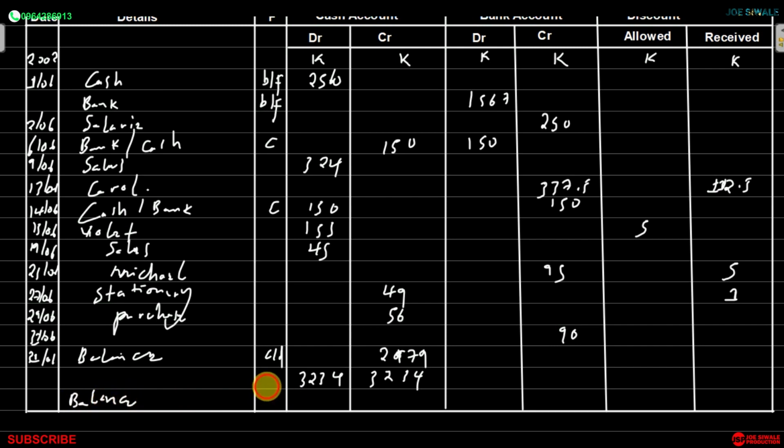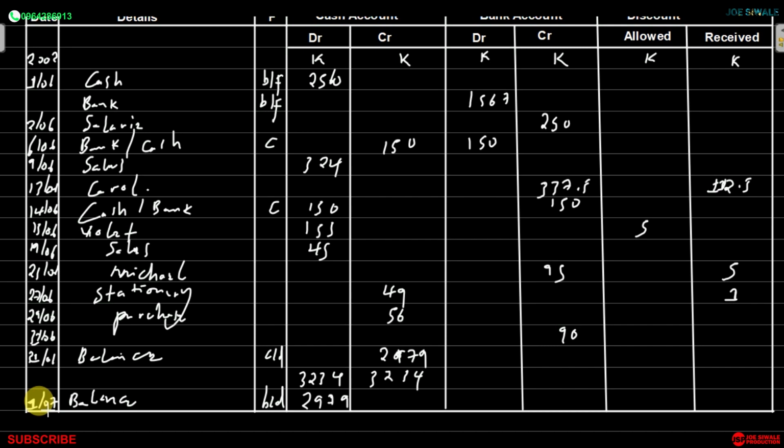And to find our balance brought down, that's going to be 2,979 on the debit side, and this is recorded on the first day of the next month. So that's going to be on the 1st of July.